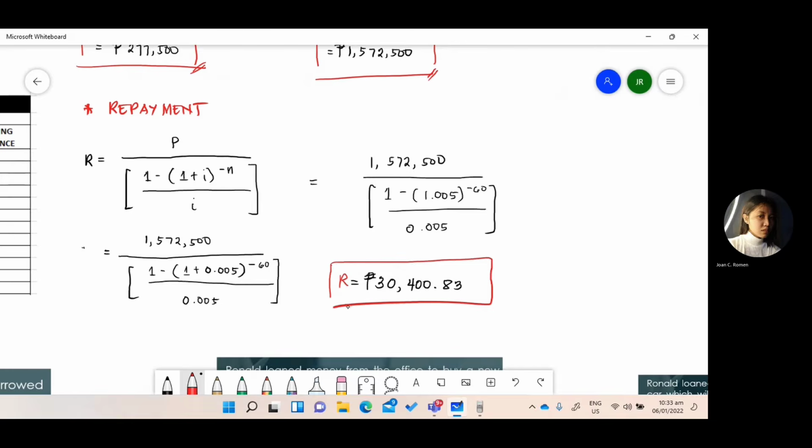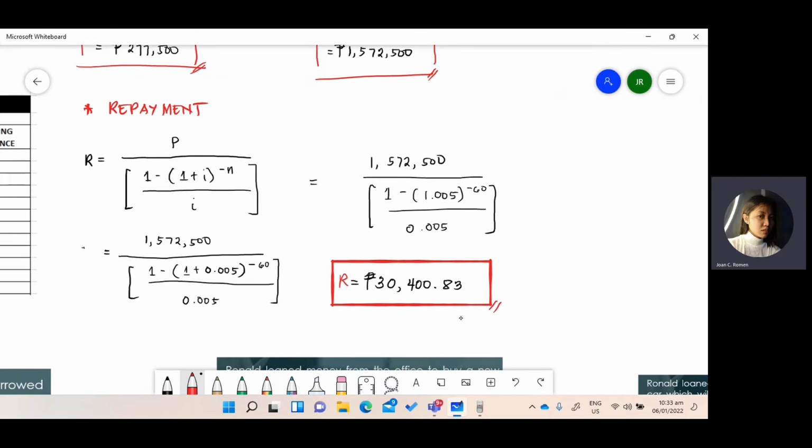So that means, once you avail of that car, and you make a down payment of 277,500, the monthly amount you will pay is 30,400.83 until you reach zero balance at the 60th term, or 60th month, since we have 60 months to pay your debt. Okay? So that will be the formula in solving the repayment.